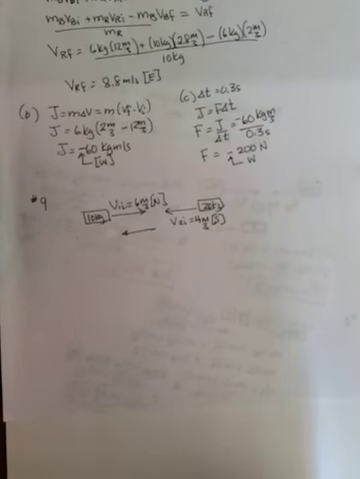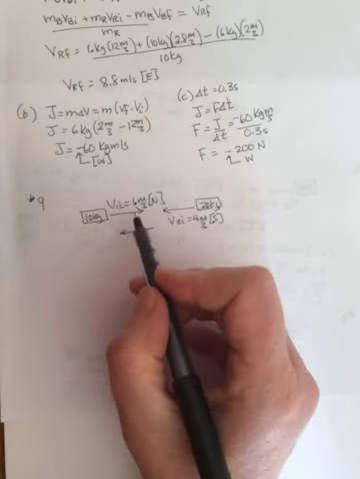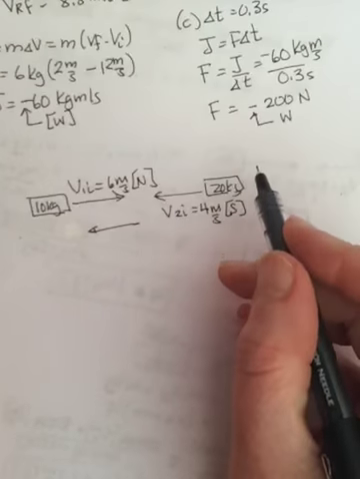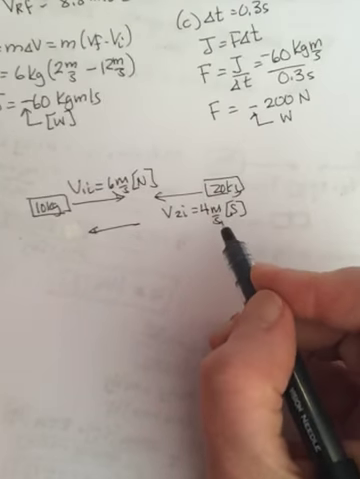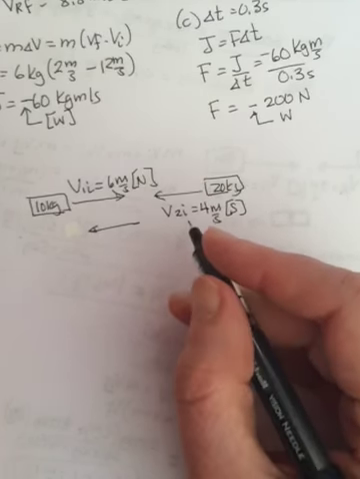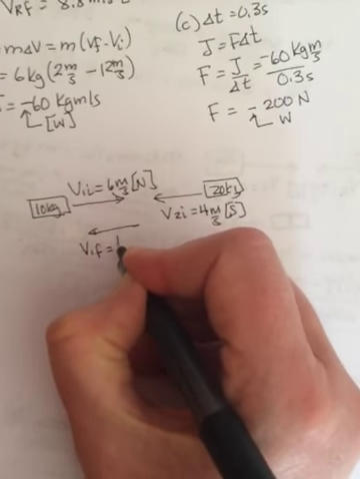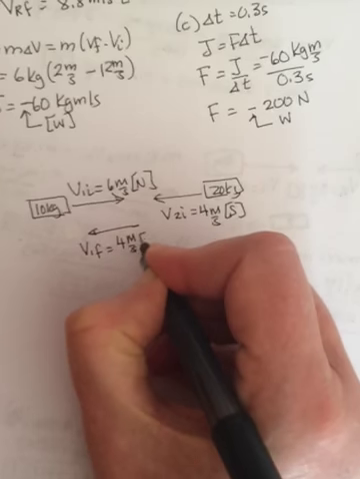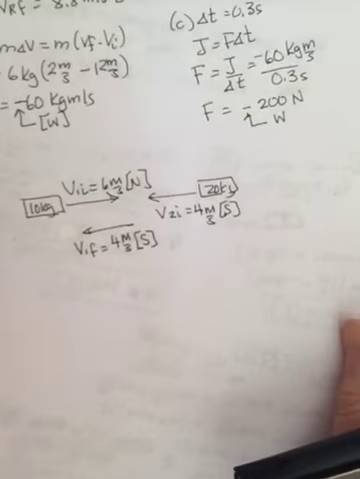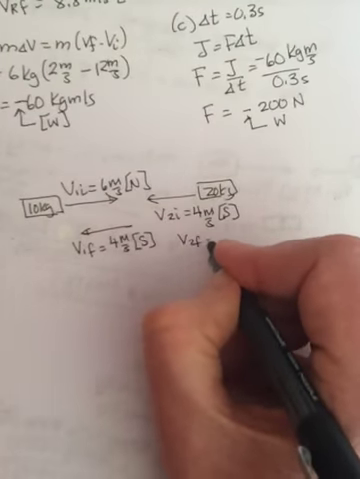Okay, so back to number 9. We had a 10 kilogram object going north at 6 meters per second, and a 20 kilogram object moving south at 4 meters per second. They collide, and after the collision, the first one rebounds, going 4 meters per second. So V1 final is 4 meters per second, and if it's rebounding, then that's south because it was initially going north. And it wants you to calculate the velocity of the second one.